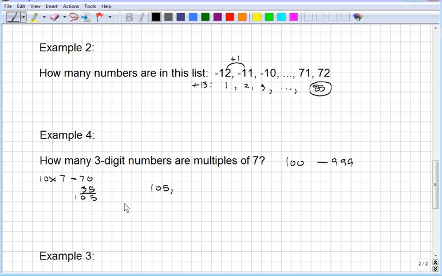Now I think I'm going to finish this in another video, part 2. So look for part 2 and I'll finish this problem.